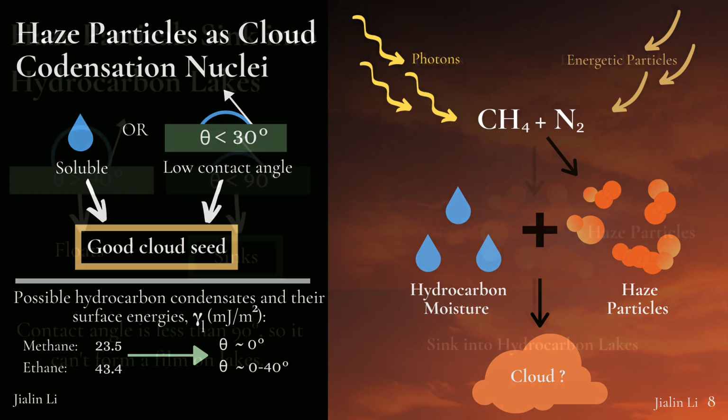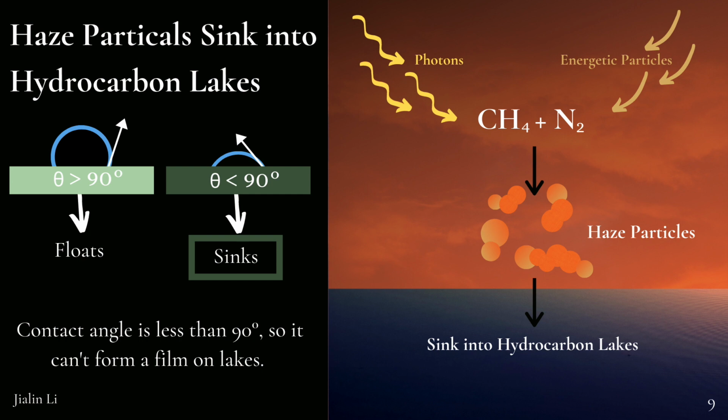The haze particles can also fall onto the surface of Titan, where they have the potential to interact with the hydrocarbon lakes. If they fall into the hydrocarbon lakes, they would either sink or float. The haze particles are likely denser than the hydrocarbon molecules of the lakes, but they can still float if the contact angle between the haze particles and hydrocarbon is greater than 90 degrees because of the capillary effect. However, if the contact angle is less than 90 degrees, the haze particles will sink.